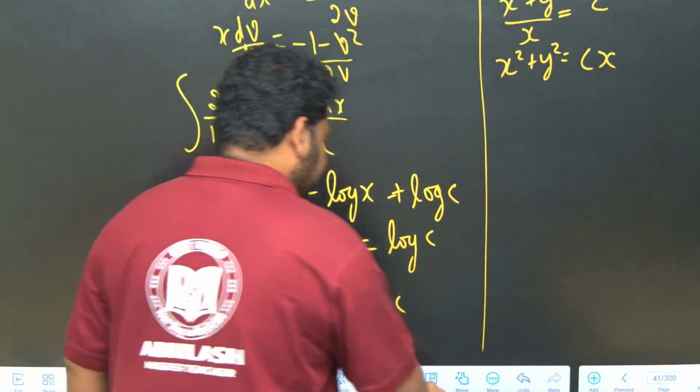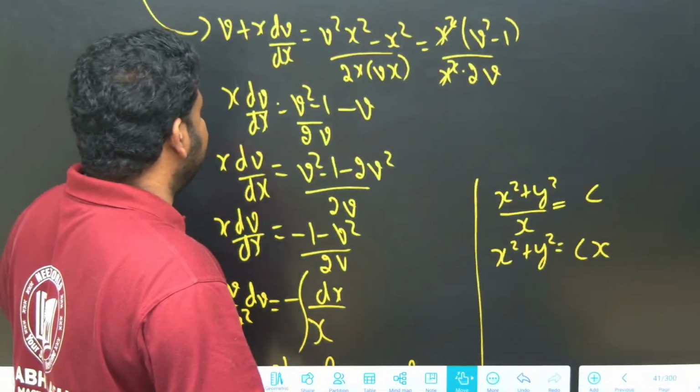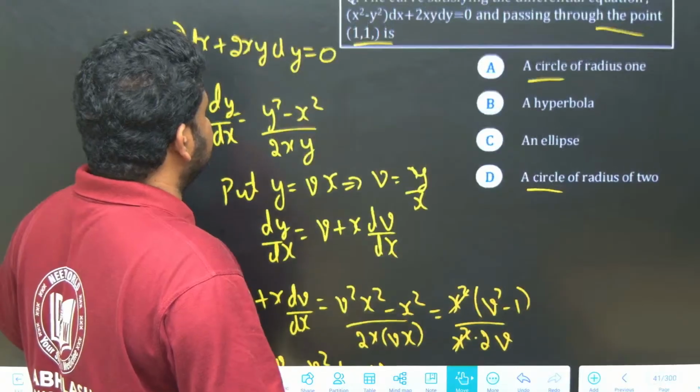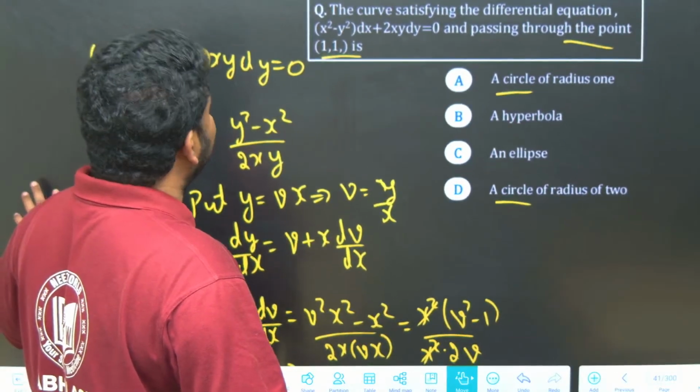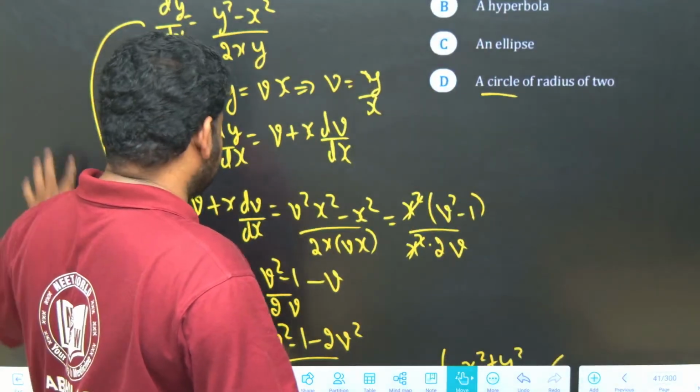Okay, let me find the value of c. They are telling us it is passing through the point (1, 1), so x and y are both 1. By looking at this, what can I say?